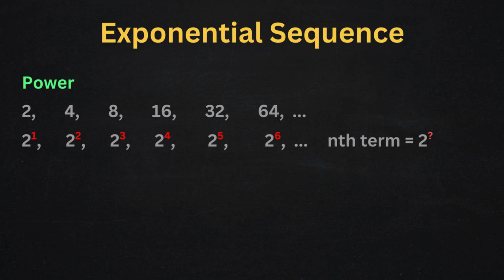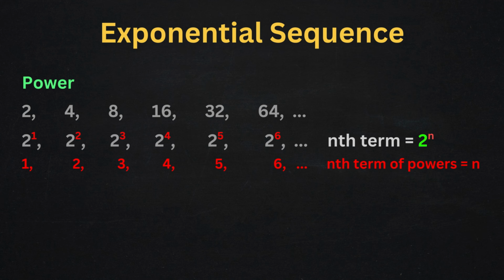Now focus on the power part. We're observing an arithmetic sequence in the power: 1, 2, 3, 4. So our sequence is in the powers, not in the base. This means in exponential sequence, the base is fixed and the sequence is in the powers. The nth term of the powers is n, as we have been using in the term sequence, which is basically arithmetic. Therefore, the nth term is 2^n.